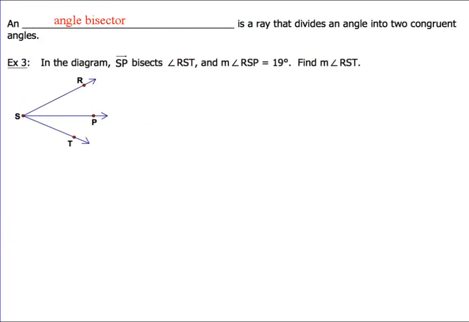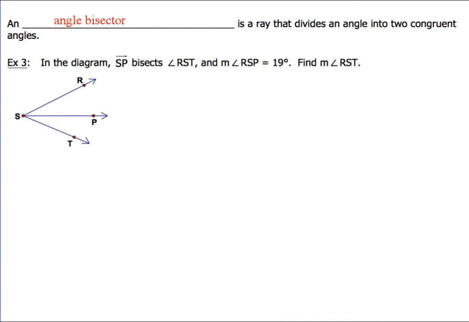Now the last piece for this small video is talking about the angle bisector. An angle bisector is a ray that divides an angle into two congruent angles. That's just what it sounds like. It'll take an angle and just chop it in half. Let's take a look at our first example here. Example number 3. In the diagram, ray SP bisects angle RST, and the measure of angle RSP is 19 degrees. Find the measure of angle RST.